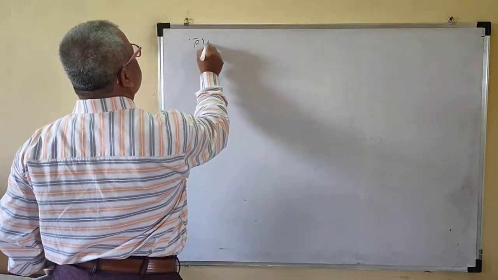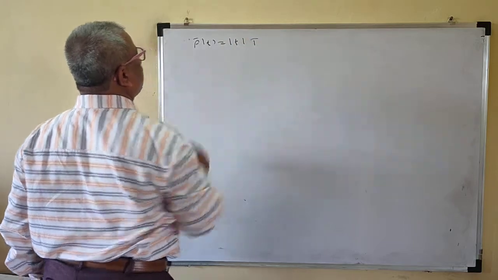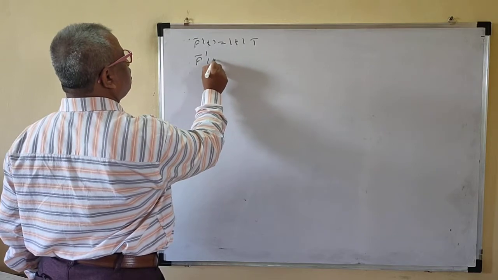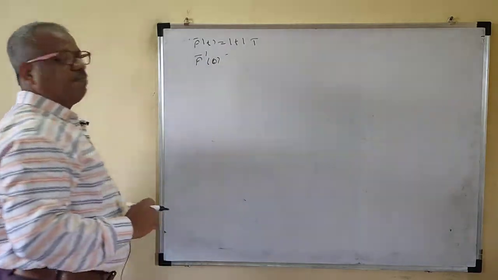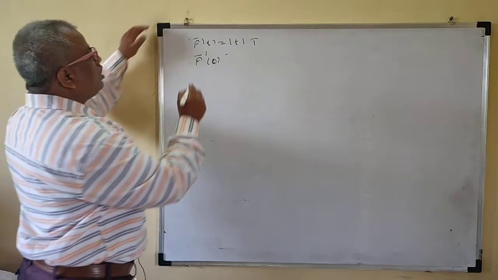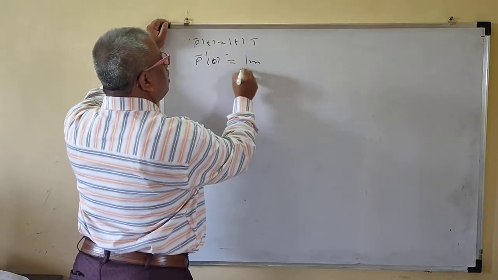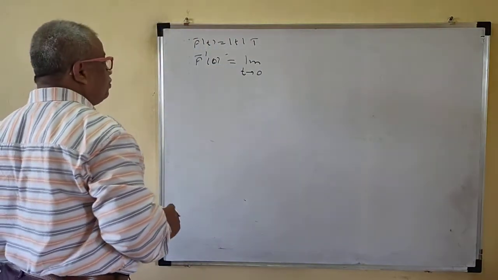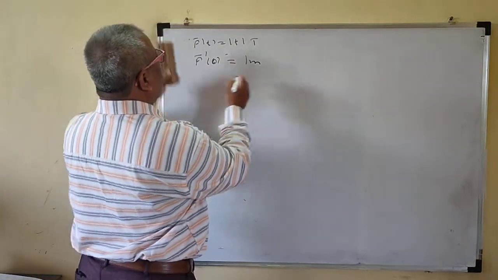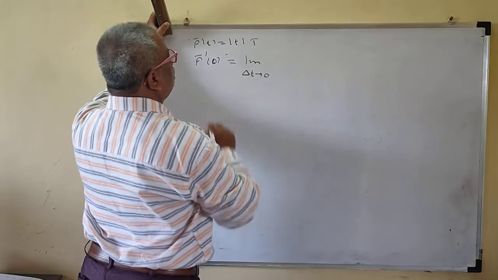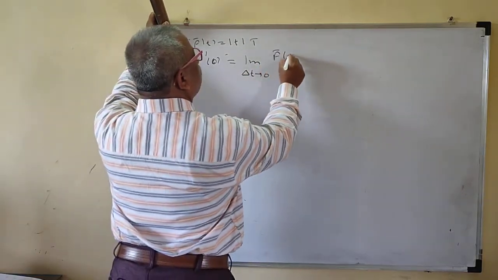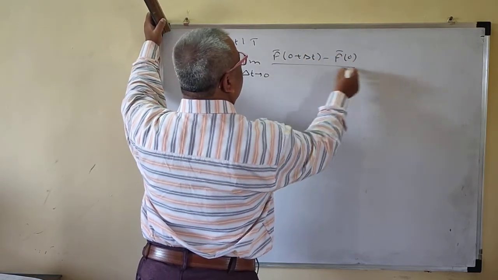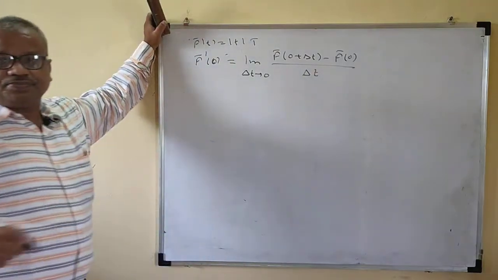So suppose f bar of t is equal to mod t i bar. Now what is f bar dash of 0? By definition, f bar dash 0 is the limit as delta t tends to 0 of f bar of 0 plus delta t minus f bar of 0, upon delta t.